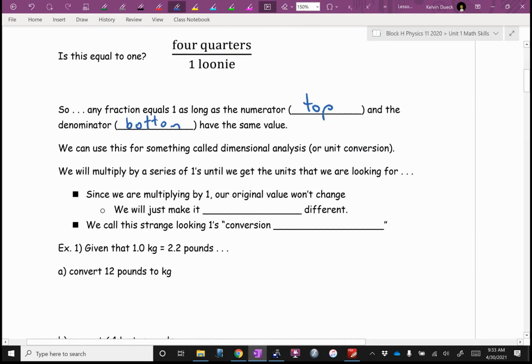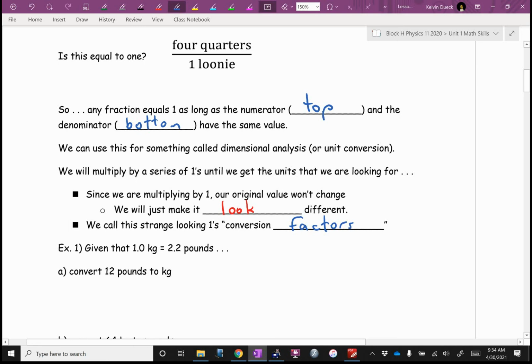We can use this for something called dimensional analysis or unit conversion. We're going to multiply by a series of funny looking 1s until we end up with the final units that we're looking for. Since we're multiplying by 1, our original value won't change. We're just going to make it look different. We call these strange looking 1s conversion factors or conversion fractions.